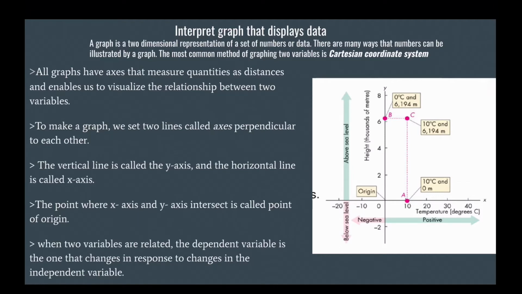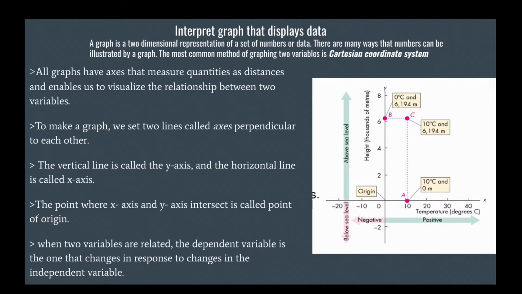To give a basic idea of a graph, a graph is a two-dimensional representation of a set of numbers or data. There are many ways that numbers can be illustrated by a graph. And in economics, the most common method of graphing two variables is the Cartesian coordinate system. You can see the picture here of a Cartesian system, wherein all the graphs have axes. You can see there is an x-axis and a y-axis, which measure quantities as distances and show the relationship between two variables.